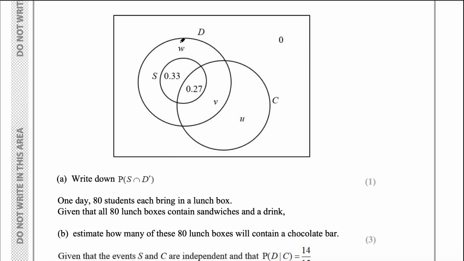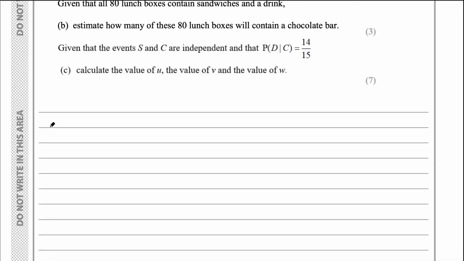Well, in this case, this diagram is indicating that every time we have a drink, we have a sandwich because the S circle is within the D circle. So a condition of having a drink is that you have a sandwich. Likewise, the inverse of that is if you have a sandwich, you must have a drink. So the probability of getting a sandwich and not a drink is impossible, or it's not going to happen in this case. So this would be 0 just by interpreting that diagram. So for part A, I'm just going to write down probability of S intersect D complement equals 0.